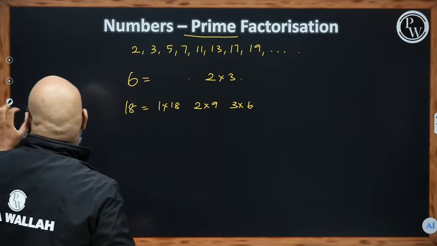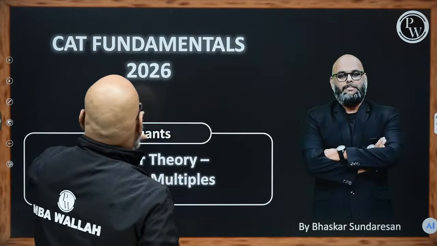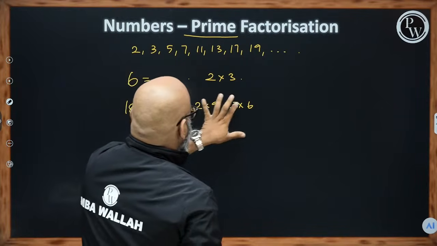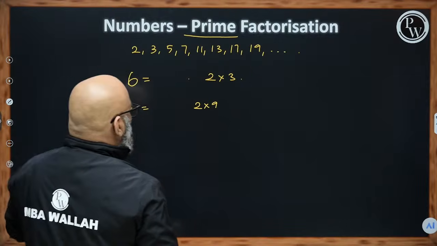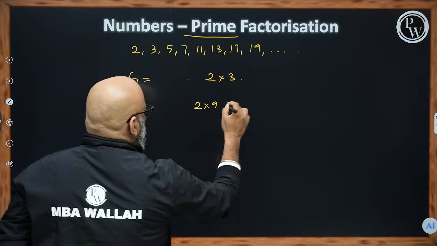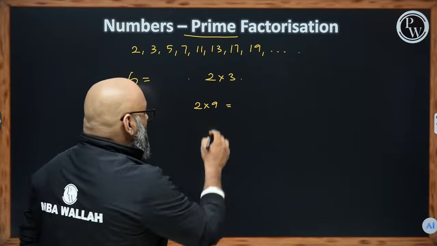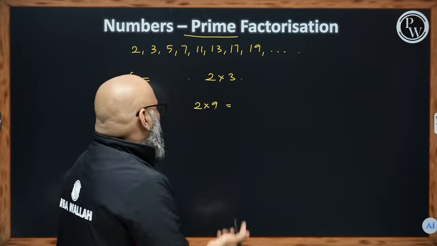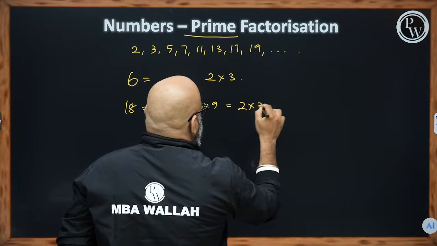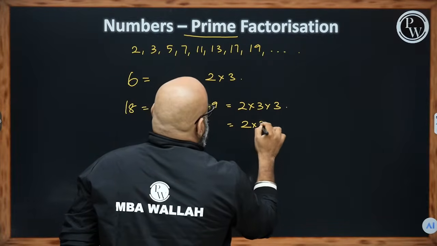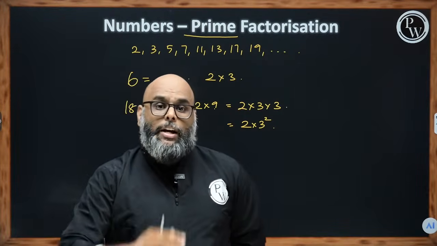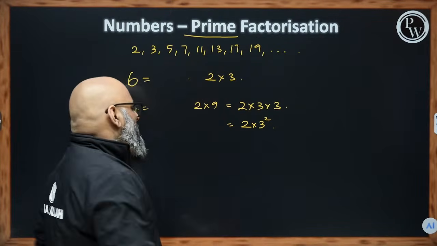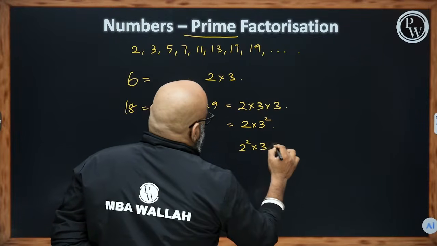Now I don't want to write 1 into 18. I don't want to write 3 into 6. I'm looking at 2 into 9. I want to further break it down and ask, is there another way that I can write 2 into 9? I can break this 9. You cannot break 2 any further because that's a prime number. I can break this 9 and write it as 2 into 3 into 3, which is 2 into 3 square. And there is no other way that you can write 18. 2 into 3 square is the only prime combination that will give you 18. If I make it 2 square into 3, that becomes 12.